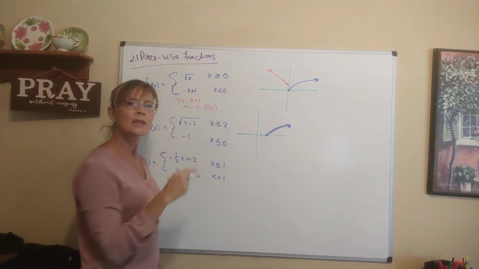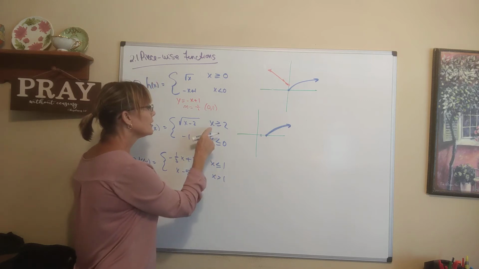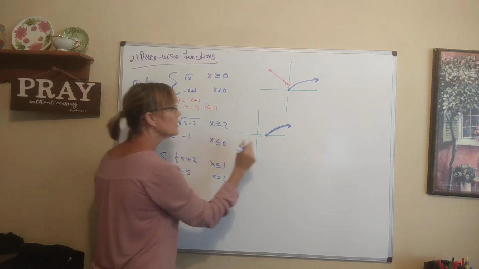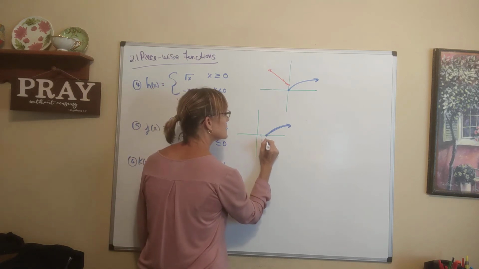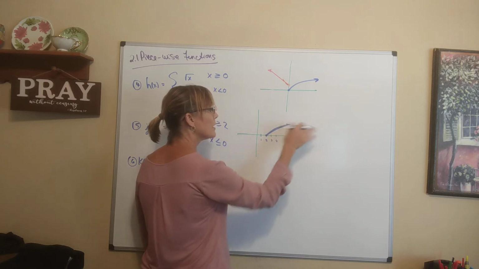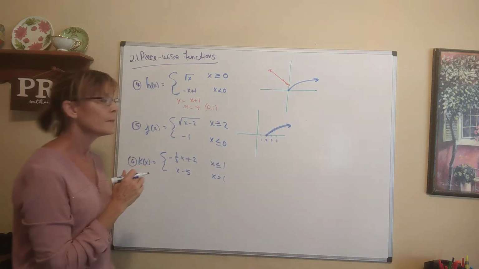Now you say, well, where does it belong? Well, this belongs for values of x that are greater than or equal to 2. This is 1, this is 2, this is greater than or equal to 2. So it just stays just like that, okay?